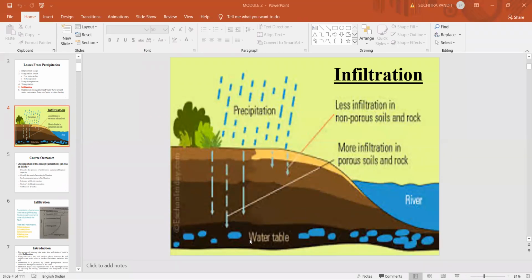Now here, you can see the water table. Once the water table builds up and reaches the saturation level, then there will be a groundwater movement from one basin to the other basin. So this is the process of infiltration. So less infiltration in non-porous soil and rocky strata, and more infiltration in porous soil and the rocks.